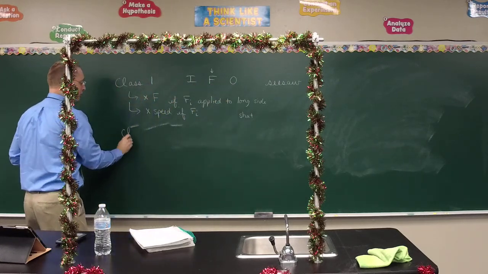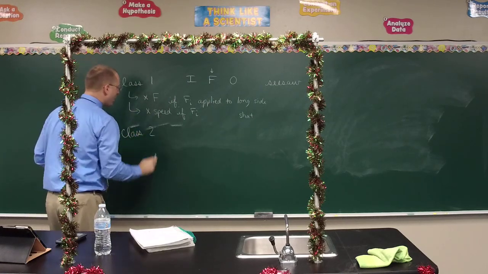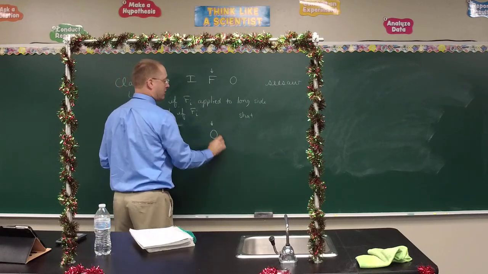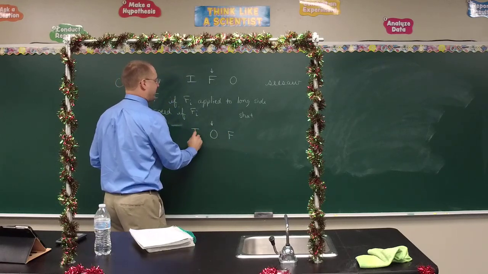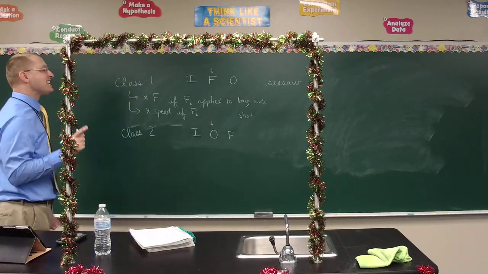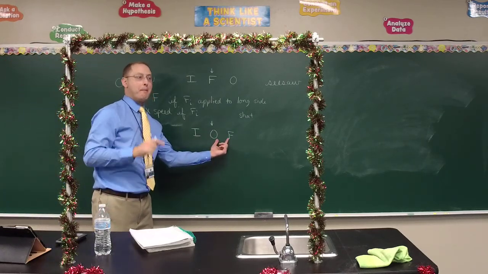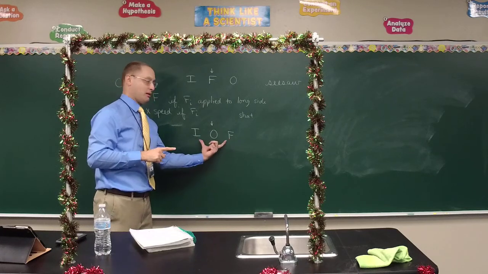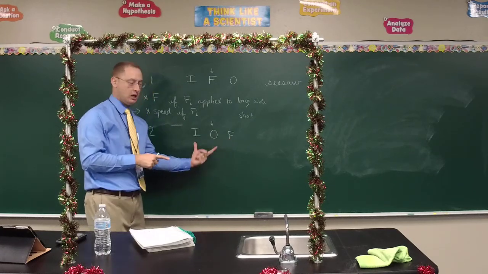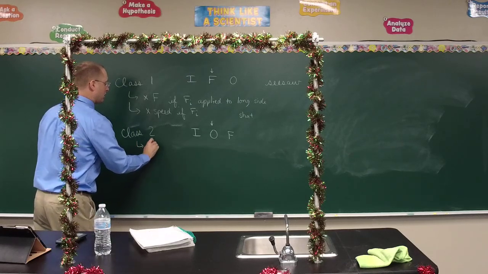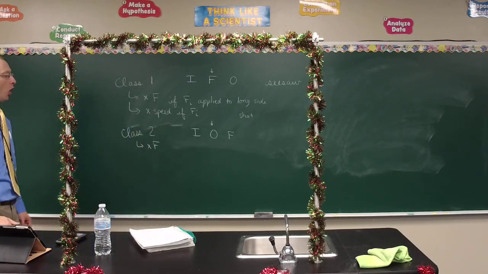The class 2 lever has the output or load in the middle. The fulcrum will be at one end and the input at the other. So because the output or the load is in the middle, the output lever arm must be shorter than the input lever arm. It has to be. And if the output's shorter, you're always going to multiply force. So a class 2 lever always multiplies force.